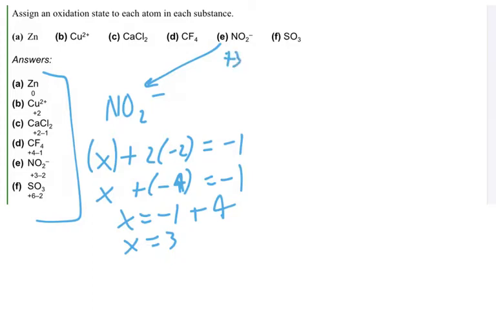So this one's +3. And we know that oxygen is -2. And then look at SO3. We'll do this up here. So let's solve for sulfur.